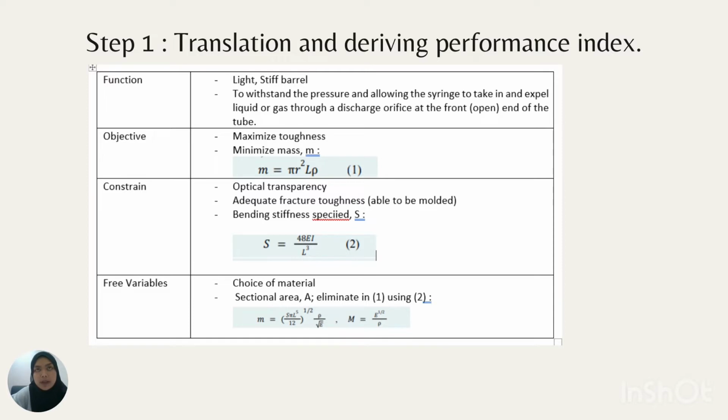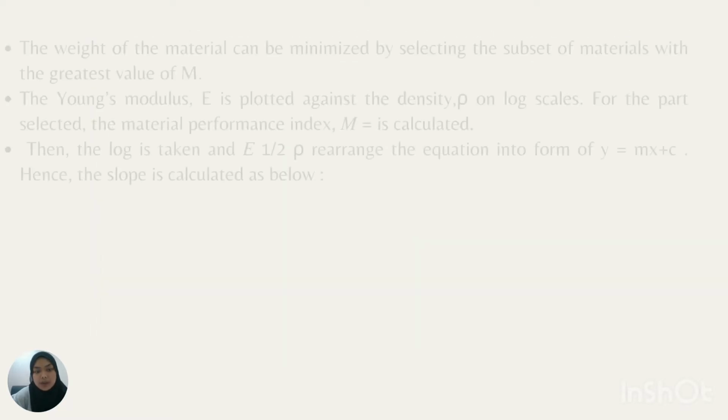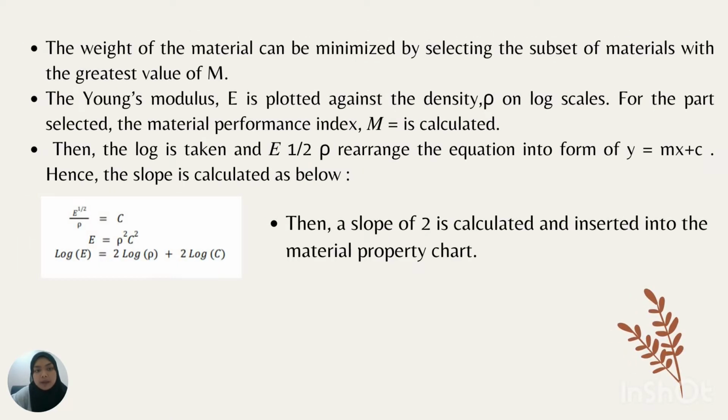The process is plastic injection molding. And the free variable is choice of material. The weight of material can be minimized by selecting the subset of materials with the greatest value of M. The Young's modulus is plotted against the density on the log scale. For the part selected, the material performance index is calculated.